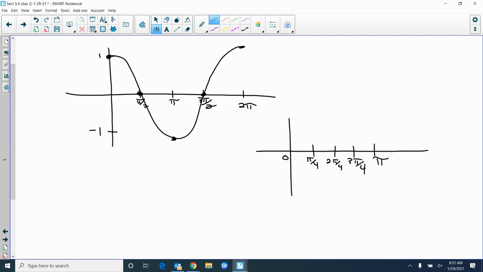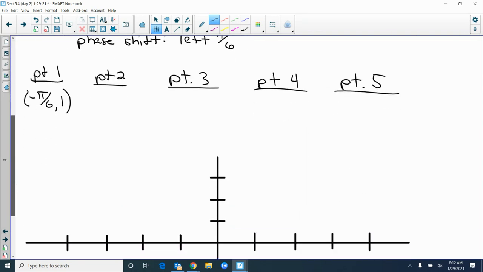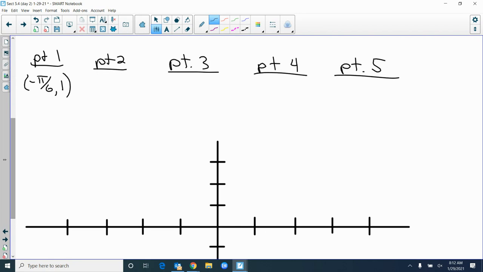Okay? So here's what we're going to do, and this is the rule. Take your period divided by 4, and that's what you always add. It just happens to be pi over 4 each time for these first two. But if your period is not pi, you might get something different. So take your period divided by 4.